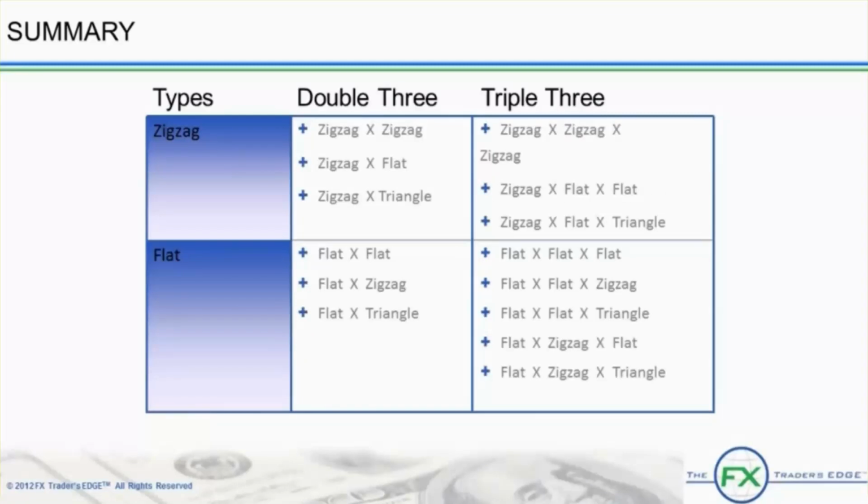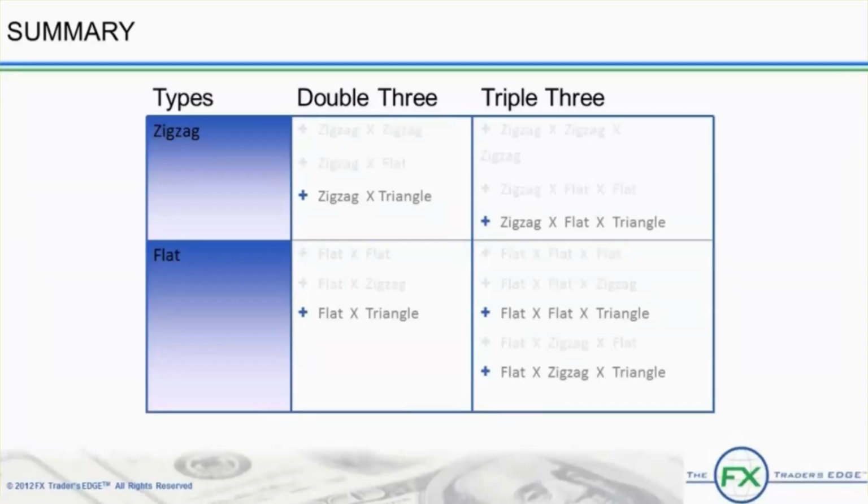Triangles do occur in combinations. However, they always end the final wave in a double or a triple three. Also, there is never more than one triangle in a combination. These are examples where triangles occur in combinations.